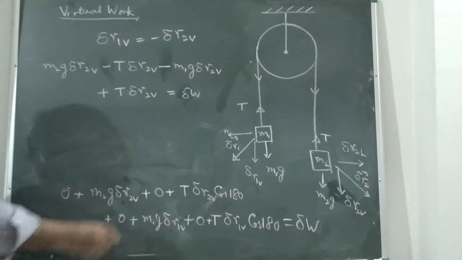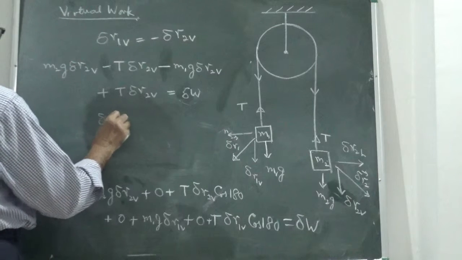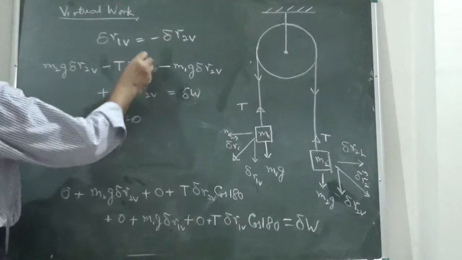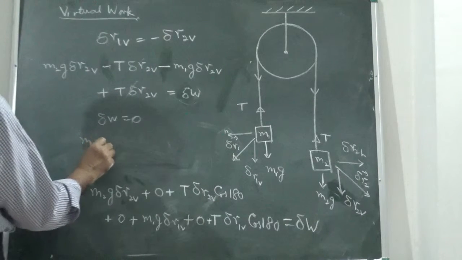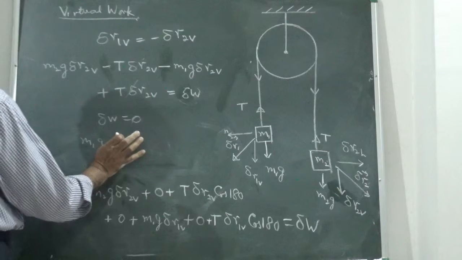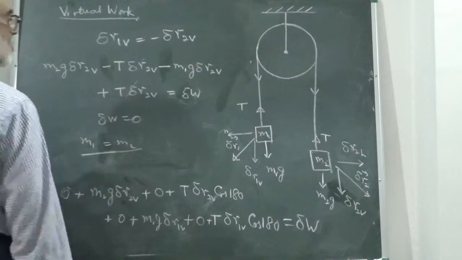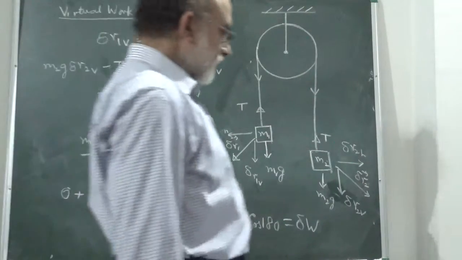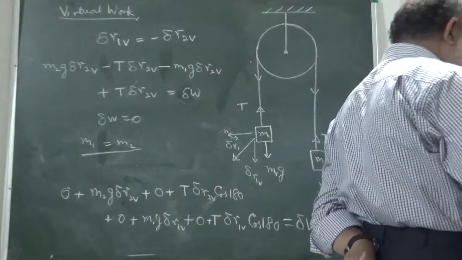Now in equilibrium the total work done is 0. So the system is in equilibrium. This and this cancel out, leaving M1G, and this gives M1 is equal to M2. So the system will be in equilibrium only when M1 is equal to M2. This is easier, and we have got the same result that we got from Newton's law also.